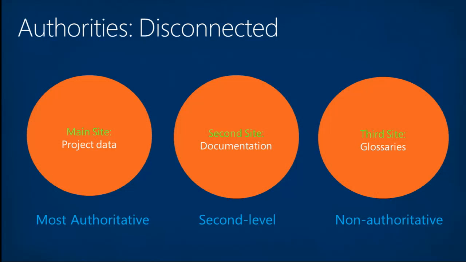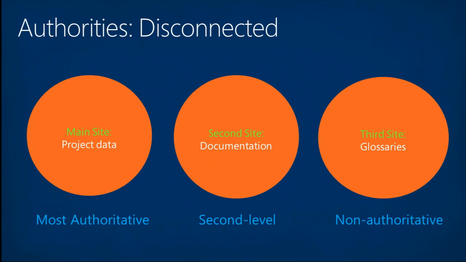Here's the intuition behind it, and this is the simplest case. Imagine I have 3 sites, which I've represented as 3 orange bubbles. The first containing project data, which is really important to me. Another one contains documentation, which is quite important. And the third contains glossaries. I really don't want them to appear if any of the other data appears. Then the intuition is you make that first site the most authoritative site, the other site a second-level site, and the third one non-authoritative. That's the really simple case.